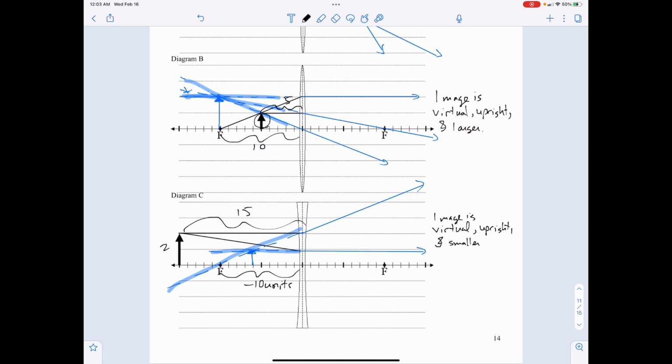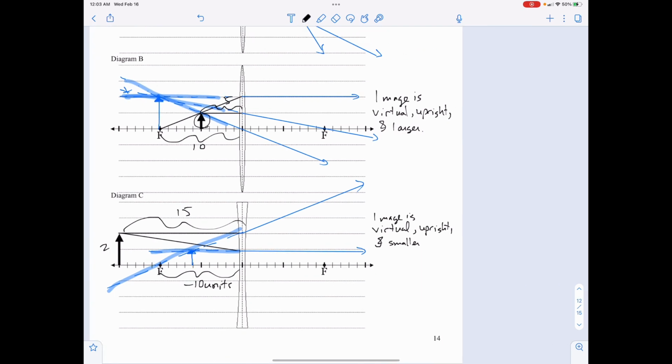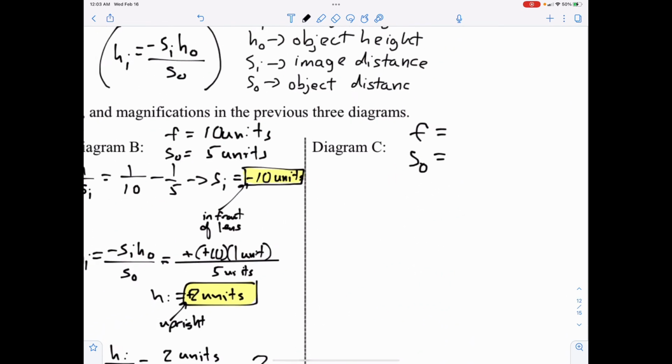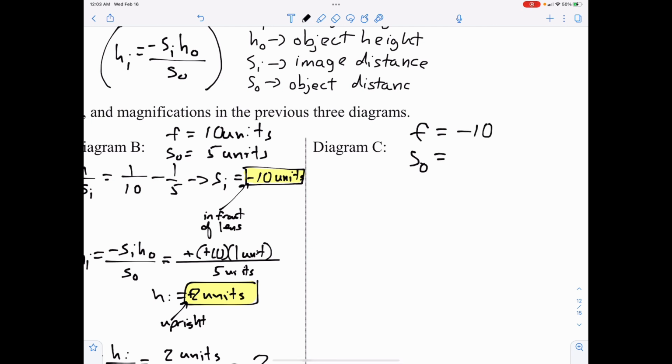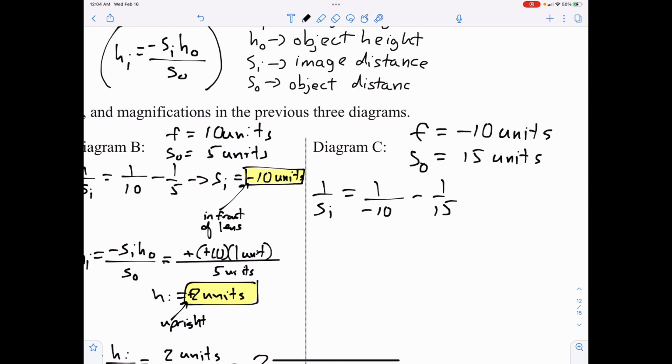So let's use that information. Focal length is going to be negative 10 units. The object is placed 15 units in front. So 1 over SI would be 1 over negative 10 minus 1 over 15. So we're going to go negative 10 inverse minus 15 inverse, and then inverse our answer.